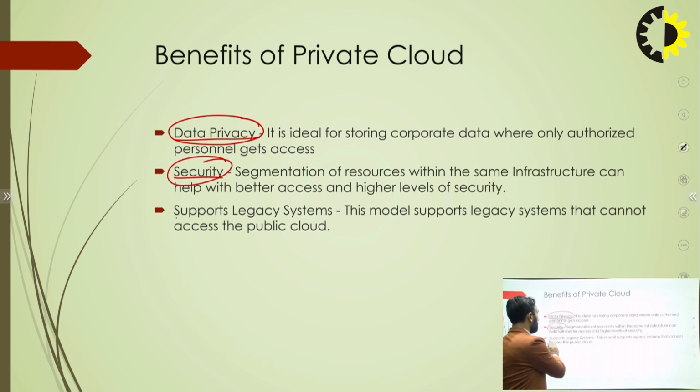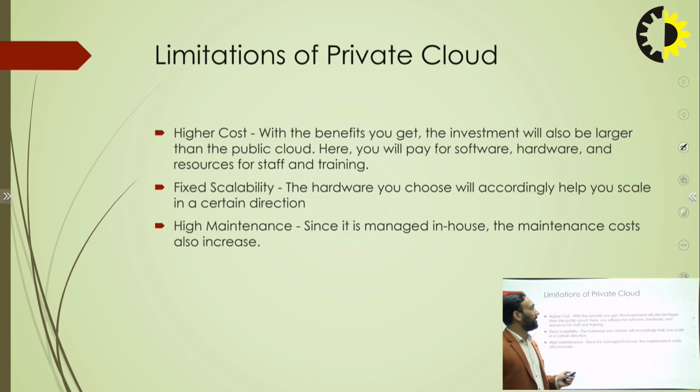Third thing, support legacy system. This model supports legacy systems that cannot access the public cloud, because as I said earlier, if there is a merging of two different types of cloud or services, there may be a possibility of an unknown user or a hacker, or we can say a threat to the concerned service provider. But as we all know that no system is perfect, it also has a few limitations, or we can say drawbacks.